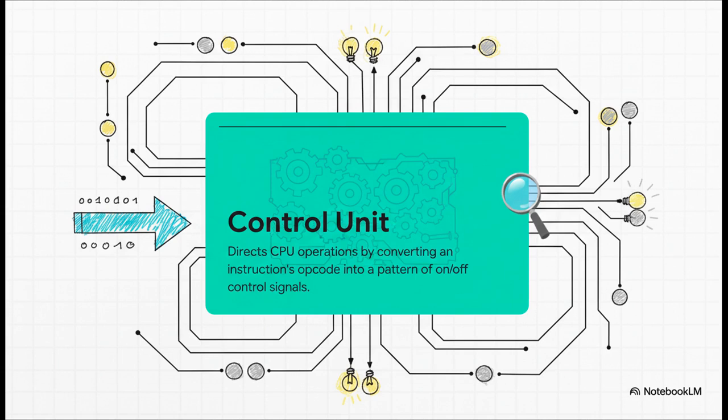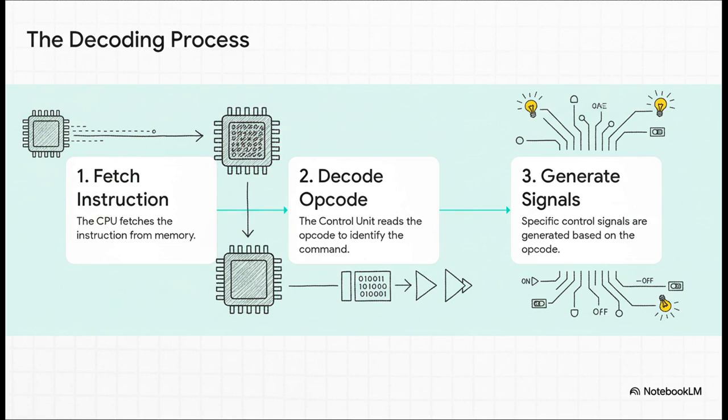Based only on that little code, the control unit fires off a unique pattern of on-off signals to tell the rest of the hardware what to do. And the process is actually brilliantly simple. It just happens in a few quick steps. First, the CPU fetches our number from memory. Simple enough. Second, the control unit decodes it. It just looks at that opcode part. And third, based on what it sees, its internal logic generates a specific pattern of on or off signals that are going to boss around the rest of the chip. That's it. Fetch, decode, signal.